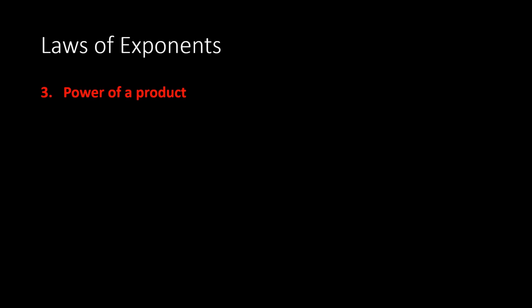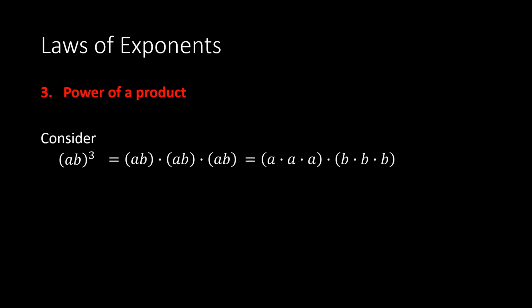3. Power of a product. Consider the quantity ab raised to 3. This is equal to ab times ab times ab. Rearranging, we have a times a times a times b times b times b. This is a cubed times b cubed. In general, if we have the quantity a times b raised to n, this is equal to a to the n times b to the n.